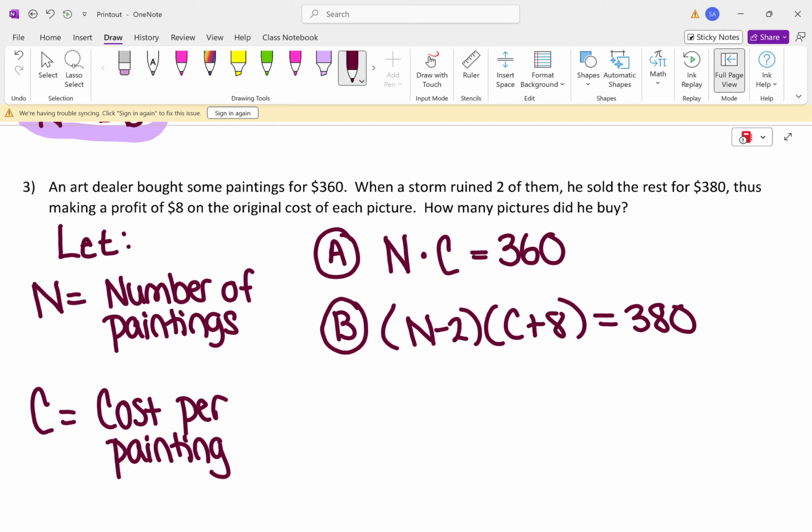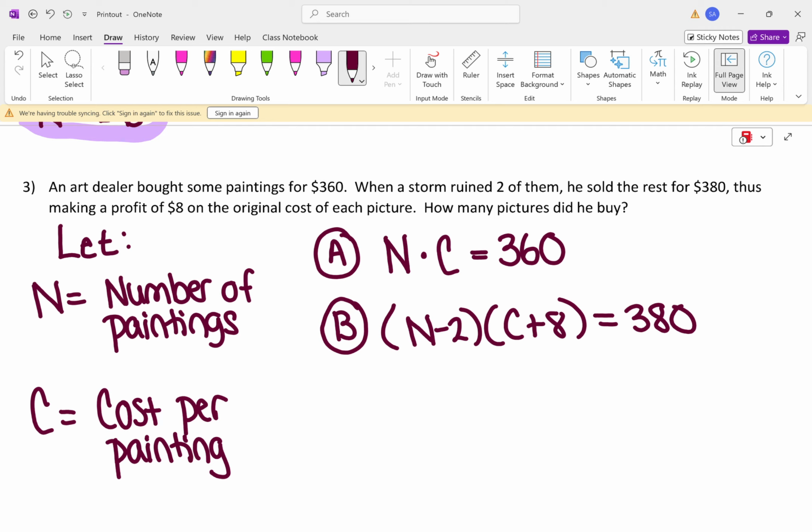Okay, so what happened? We lost 2 paintings, right? So that's n minus 2. Now, the seller, to make up for those lost paintings, increased the price of each painting by $8, so C plus 8. So with the 2 paintings gone, n minus 2 times the new increased price, that total was $380.